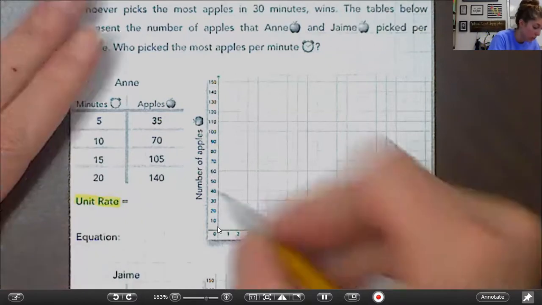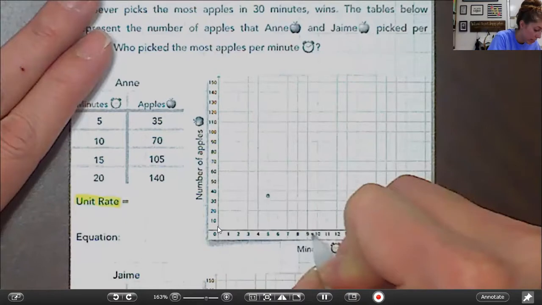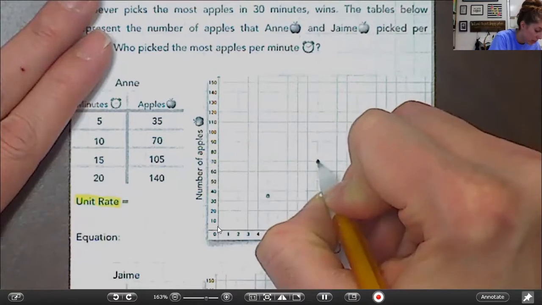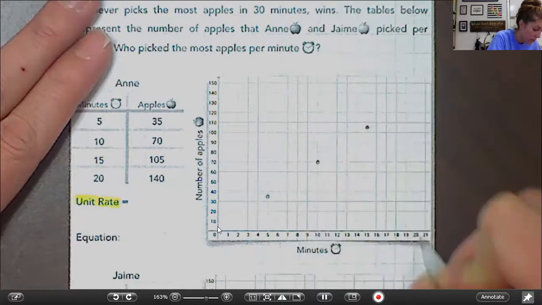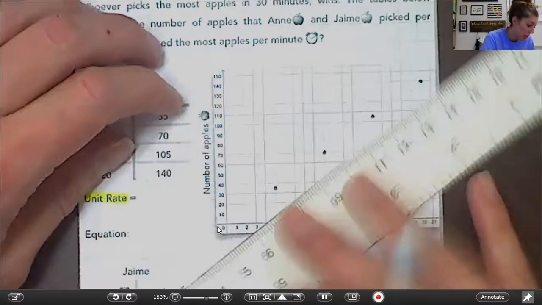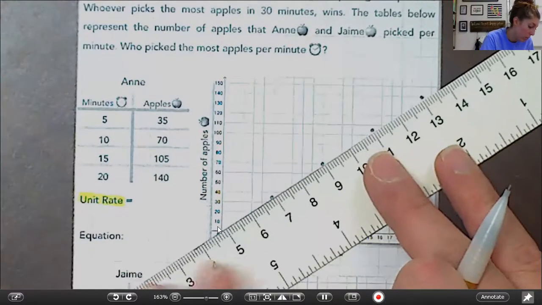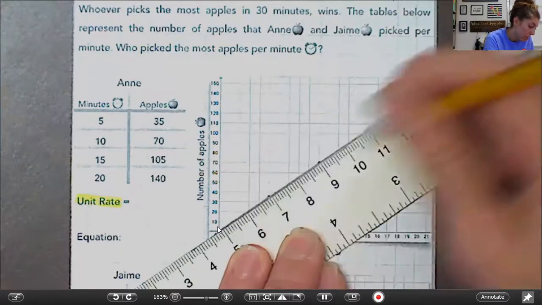So let me graph this real quick. 10, 70, 15. There we go. Sorry, I talk to myself when I work. I don't know about you guys, but there we go. All right.